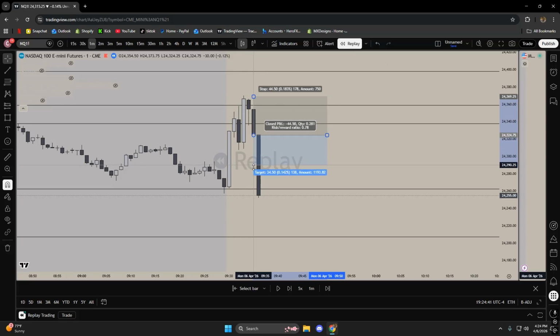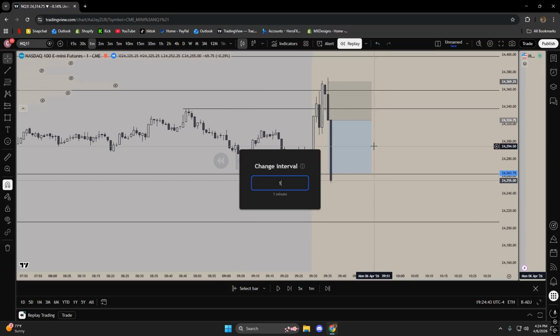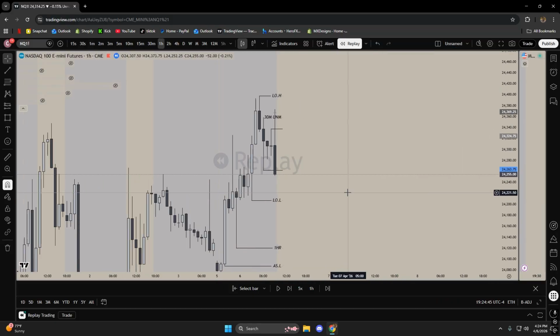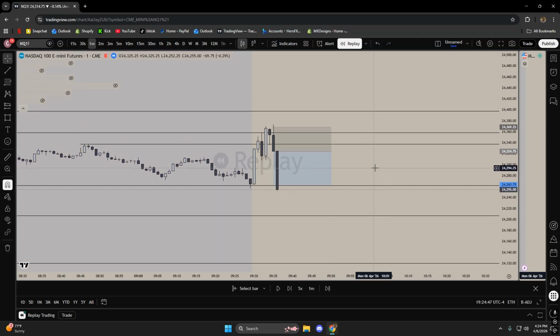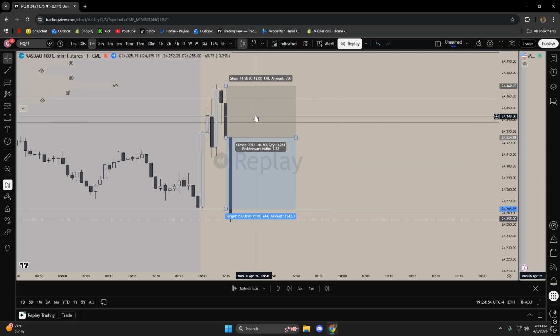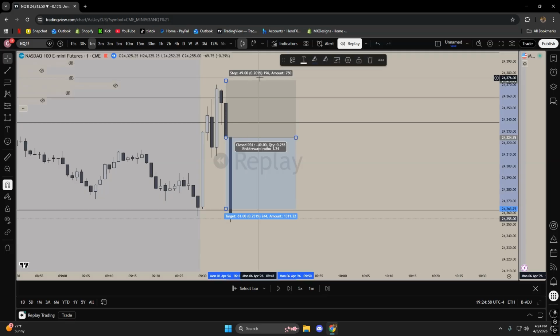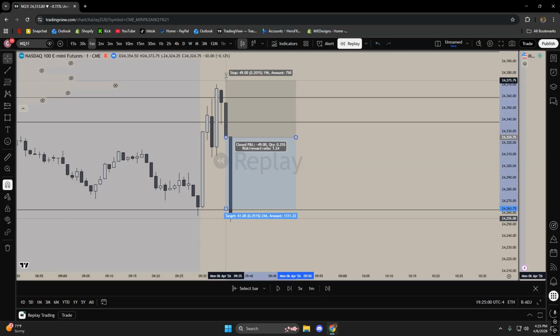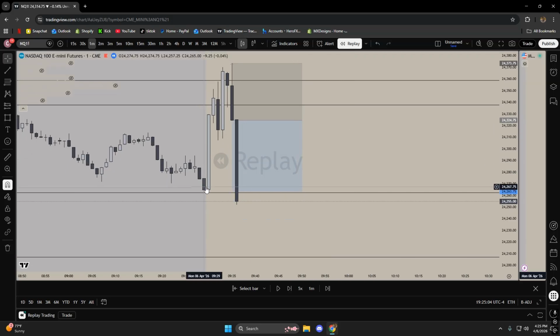Stop up there. Many people want to target London lows. Personally, if I were to take this, we are already over a 1-to-1 risk to reward. You shouldn't be greedy, or at least I'm not saying you shouldn't be greedy. Trade how you want, trade the RR you want. For me, I would have taken this. This is fine. Market open lows.